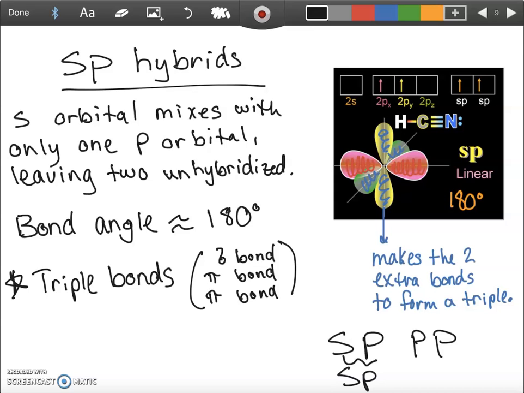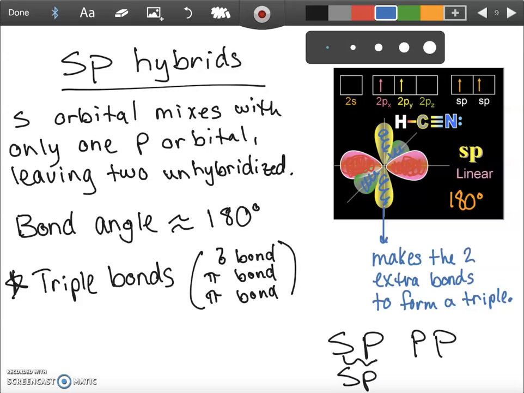And sp hybrids are known for making the triple bonds, okay? The single bond of the triple bond will occur on the sp hybrid part, so this red swirly area. And then the blue swirly areas represent the 2 p orbitals that did not get hybridized, and that's where the second and third bonds will come in. So in a triple bond, it's always made of one sigma bond and then 2 pi bonds. And again, we'll talk about sigmas and pi's a little bit later, okay?